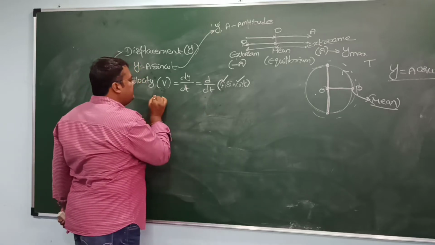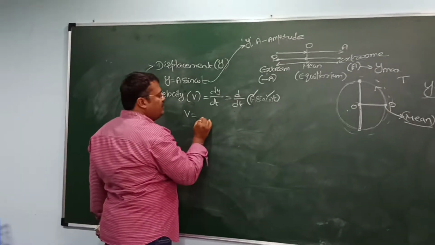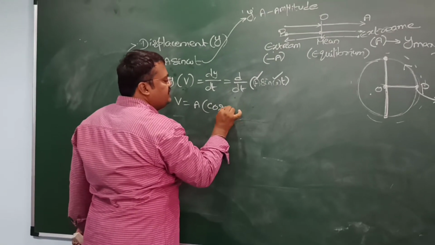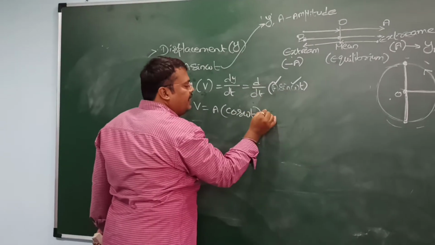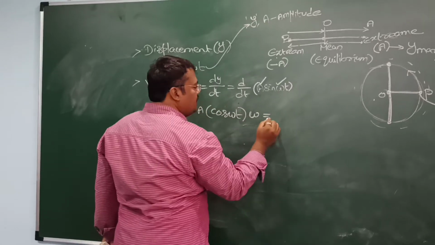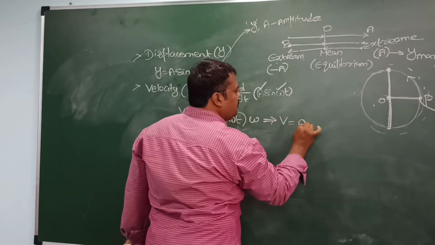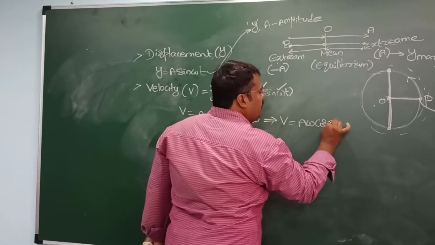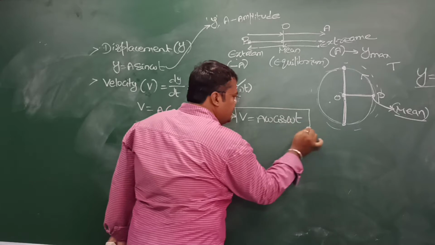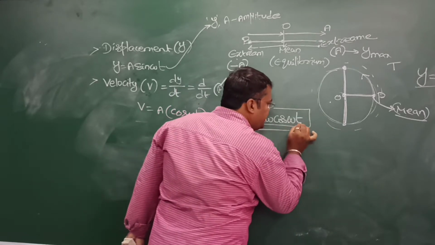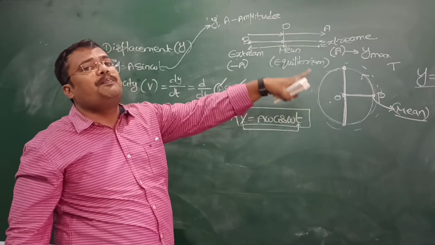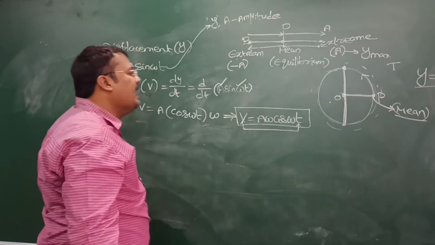When you differentiate this, sin omega t will be changed to cos omega t. Again, the constants we have to put outside. And finally we will get v is equal to A omega cos omega t. This equation gives the relation between the velocity and the time taken by the particle to change its position from one point to another point.